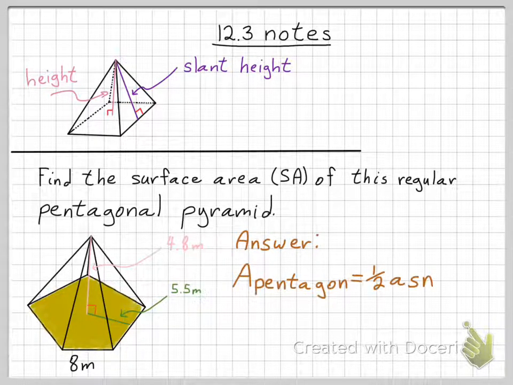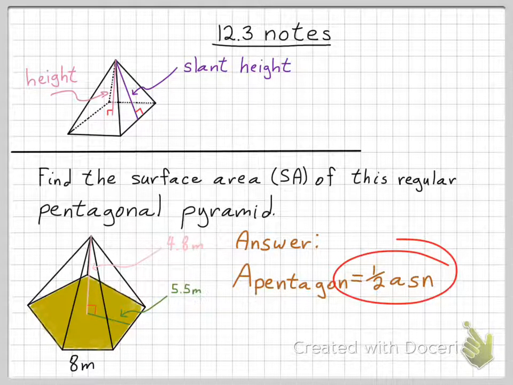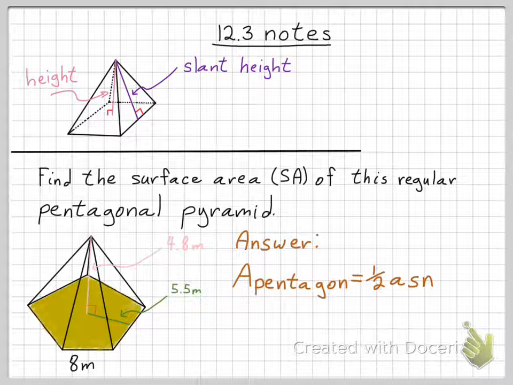The area of the pentagon, this is a chapter 11 type problem. So the formula is 1/2 ASN, where A is the apothem, S is the side length, and N is the number of sides. We're just working now on the area of the pentagon, or the area of this gold base. It's just a two-dimensional base, and remember we studied areas of two-dimensional figures in chapter 11.